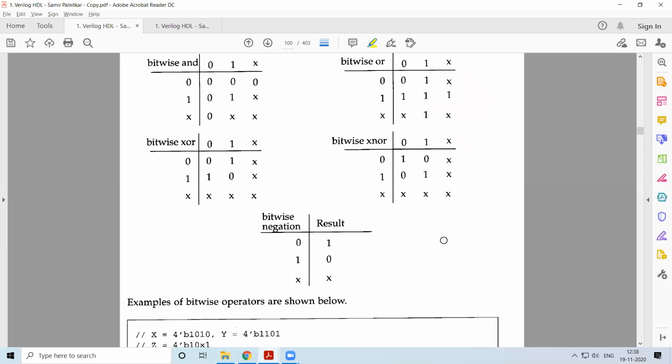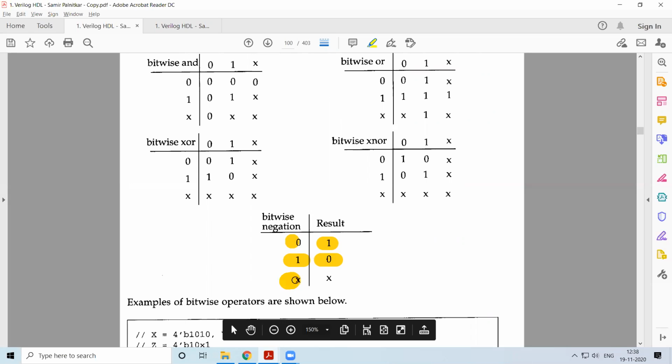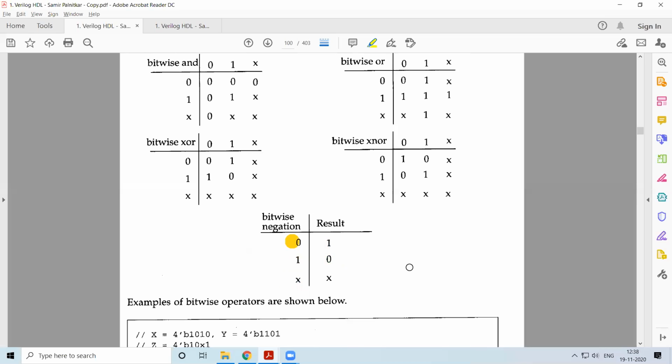Let us come to negation. In negation, if the bit is 0, it will be negated and the result will be 1. If the bit is 1, it will be negated and the bit will be 0. But if the bit is an ambiguous value, then the result will also be ambiguous. So this is what is happening in bitwise negation.